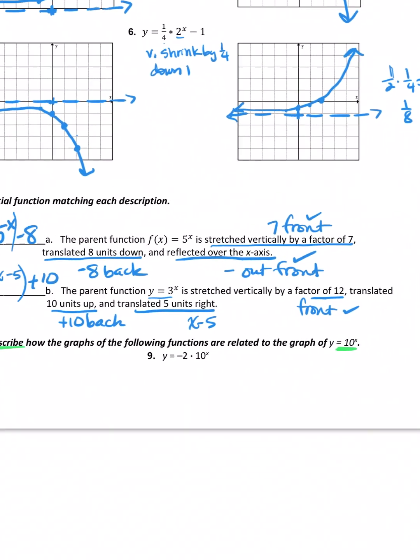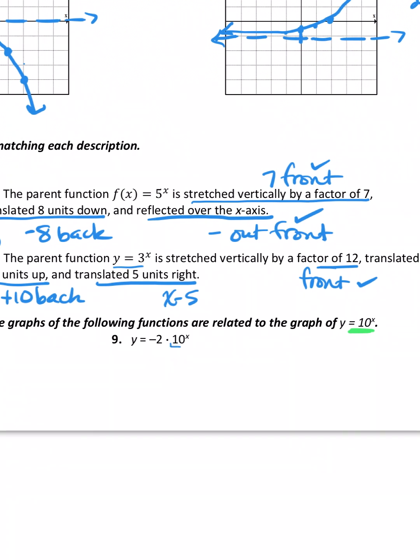On number 9, look, here's your parent function. This is just the parent function. Nothing's changing there, but the -2 does a couple things. The negative means it's a vertical reflection, and the 2 means it's a vertical stretch by 2.